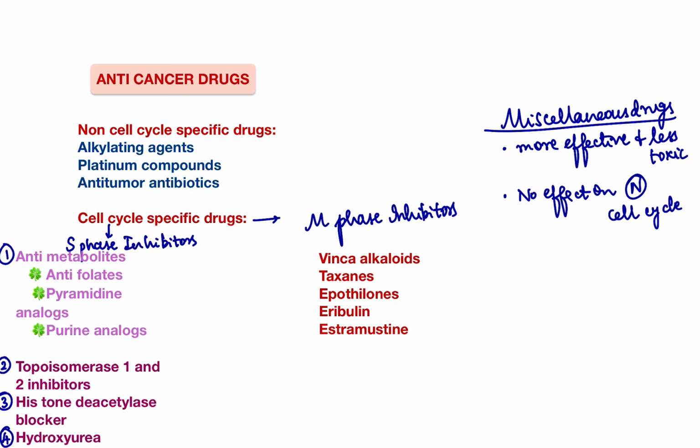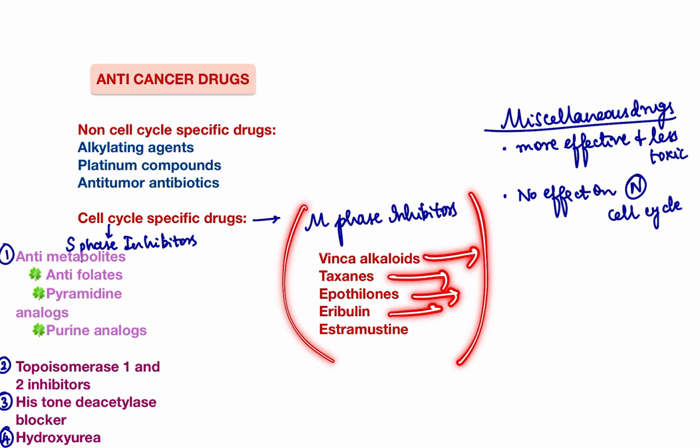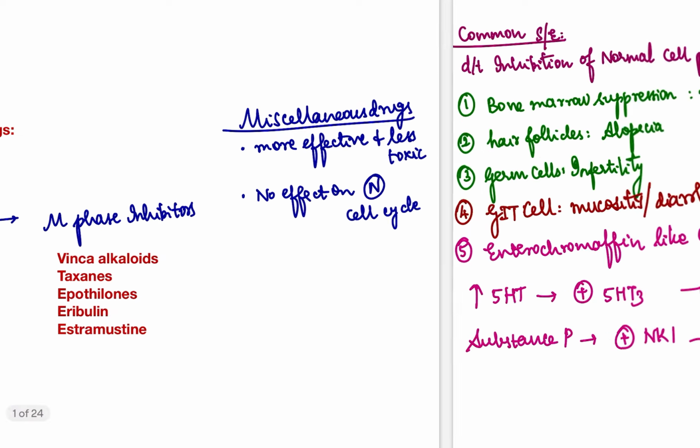The S-phase inhibitors are the antimetabolites, antifolates, pyrimidine analogs, the purine analogs, topoisomerase 1 and 2 inhibitors, histone deacetylase inhibitors, and hydroxyurea. The various M-phase inhibitors include vinca alkaloids, taxanes, epothilones, eribulin, and estramustine.